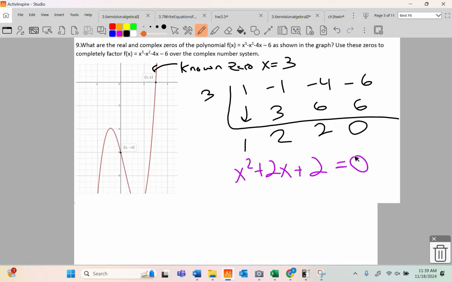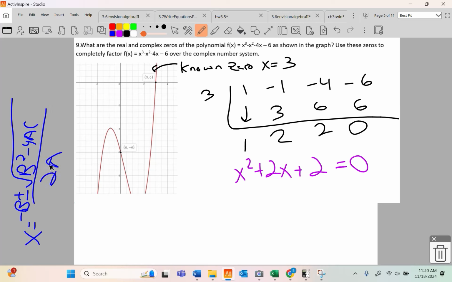It won't factor. What are you going to do? Quadratic formula. Not everybody in this room knows the quadratic formula. It's x equals -b plus or minus the square root of b squared minus 4ac, all over 2a. Not everybody knows it.